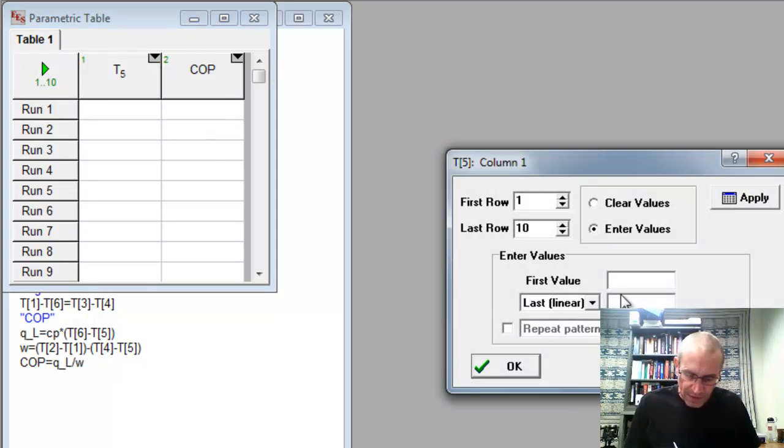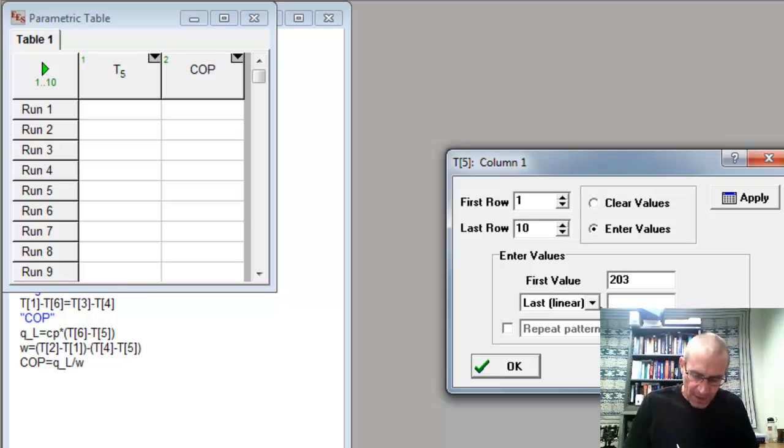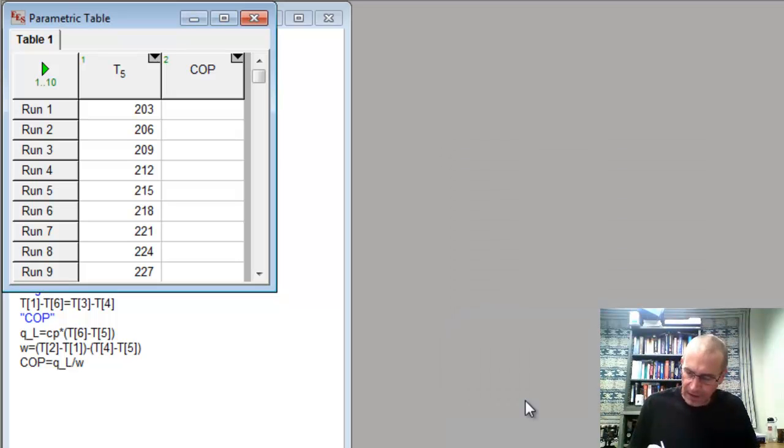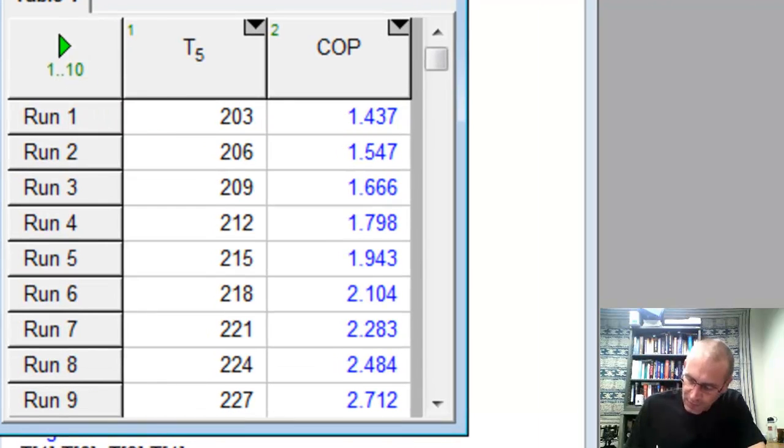So I'm going to go ahead and have that start at its value, which I had at 203, which was minus 70. And let's go ahead and just increment that. We'll increment it 3 degrees, so we'll end up incrementing it 30 degrees. And let's go ahead and look at this. And so then if we solve that table, we see indeed our coefficient of performance is going to increase as the lowest temperature in the cycle increases from 203 to 227.